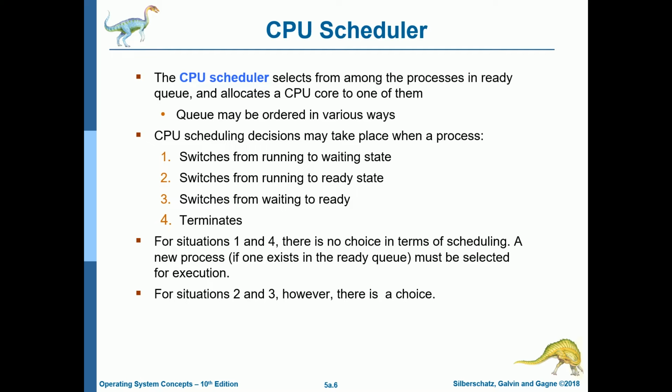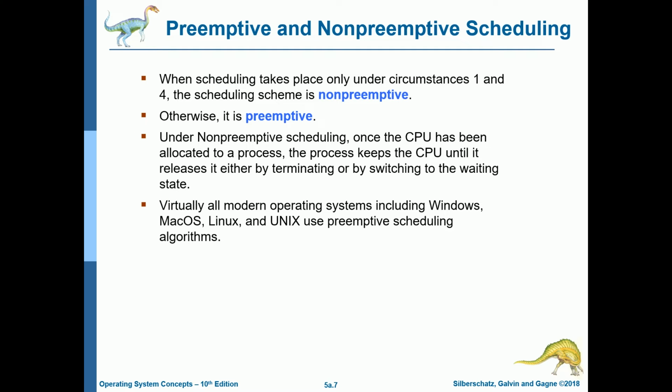For situations 1 and 4, there is no choice in terms of scheduling. A new process, if one exists in the ready queue, must be selected for execution. When scheduling takes place only under circumstances 1 and 4, we say that the scheduling scheme is non-preemptive or cooperative. Otherwise, it is preemptive. Under non-preemptive scheduling, once the CPU has been allocated to a process, that process keeps running until it releases the CPU either by terminating or by switching to the waiting state.